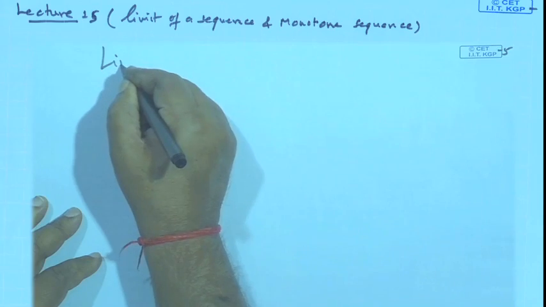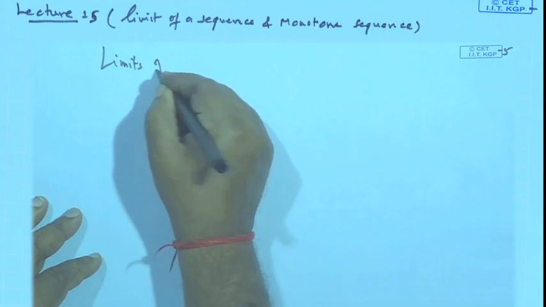So, this is in continuation of our previous talk. Here we will discuss the limit of sequence of real numbers with a few examples, and we will also discuss the monotonic sequence and oscillatory sequences. Now, we will discuss the limits of sequences.